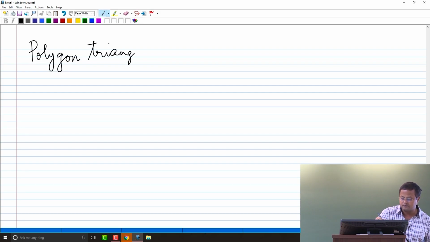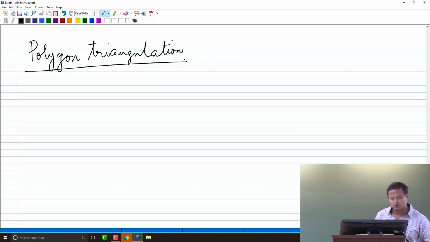Okay. So, whatever time is left before we move on to the tutorial, let us do the topic that I was supposed to do in this lecture, because what I felt was this topic is really not as important as these connections between convex hull, Delaunay triangulation and Voronoi diagram. Okay. So, polygon triangulation.